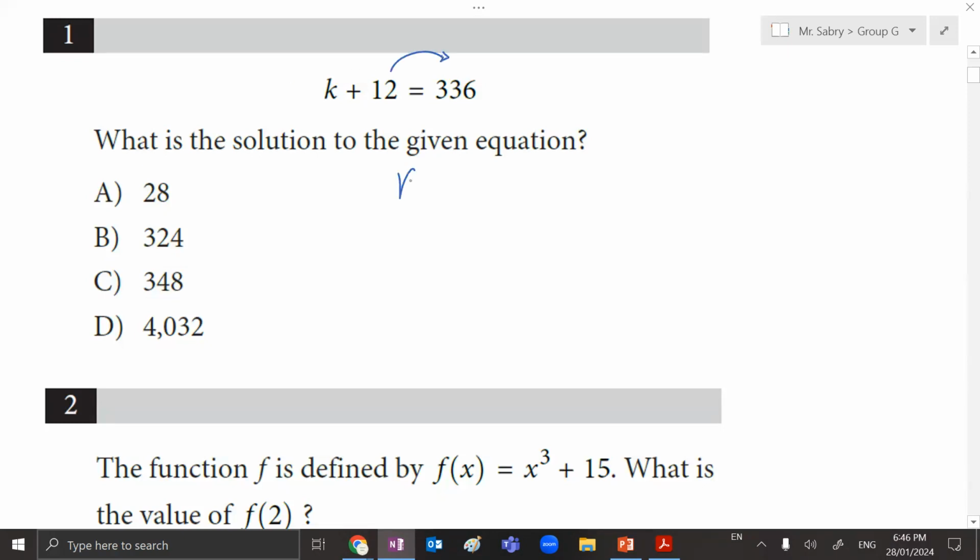to the other side by subtraction. So K will be equal to 300 and then 36 minus 12, which is 24. So 324 is the answer. That's a pretty easy one. After that we'll move to number 2.